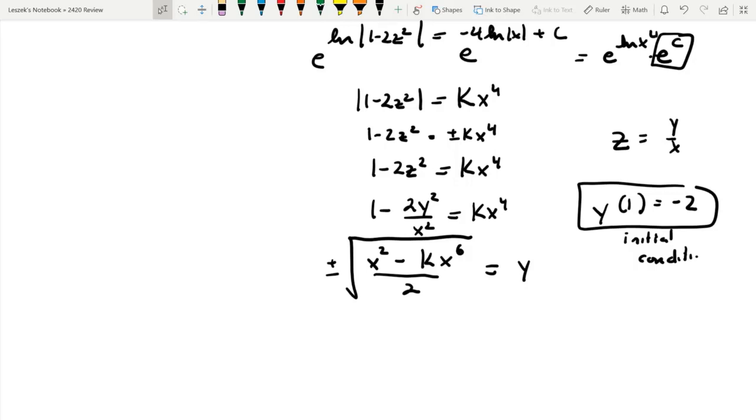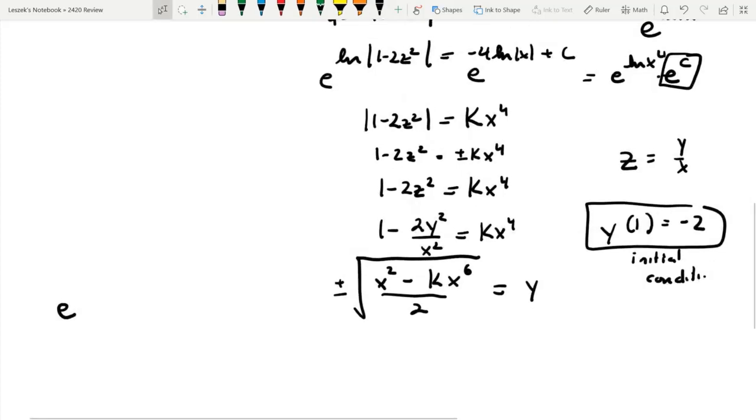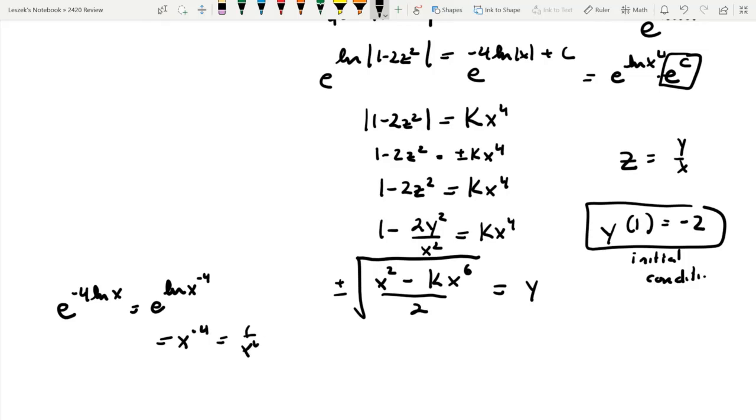Does raising e to the log cause the negative? Oh, yeah. Oh, you're saying that that should have been x to the, yeah, you're right. So this should have been e to the log of x to the -4, so that's x to the -4, so 1 over x to the 4. Yeah, you're right. It's okay. We'll just fix that real quick.